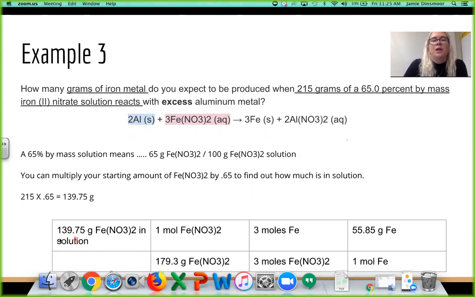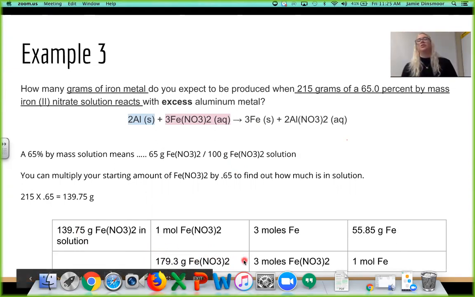So we start with the 65% by mass iron 2 nitrate, which is 139.75 grams. And let me tell you, writing out FeNO3 a million times was so frustrating yesterday. Okay, so we have that in the solution. Again, what are we going to do to go to moles from grams? We're going to use the molar mass. So if you add up 1 iron, 2 nitrates, 6 oxygens, you get 179.3 grams.